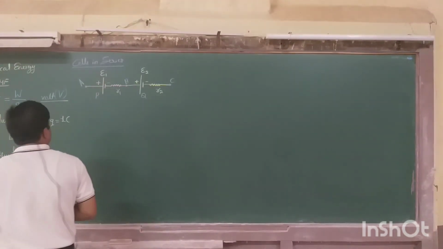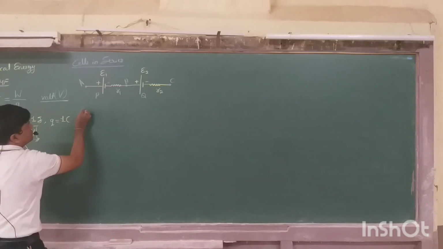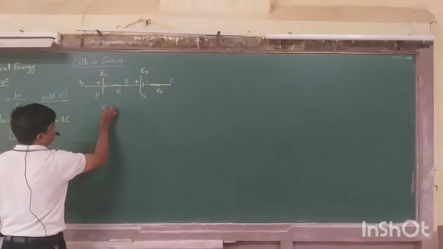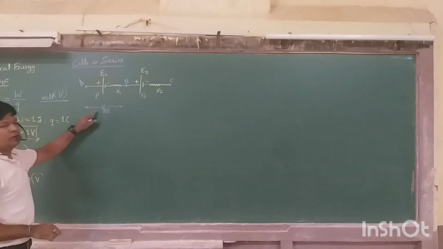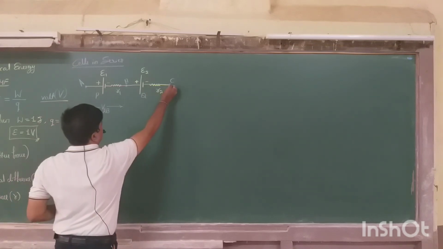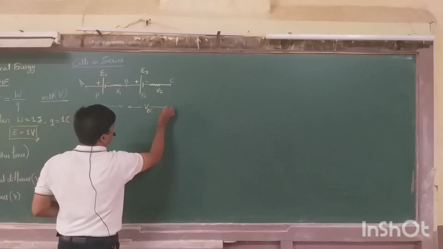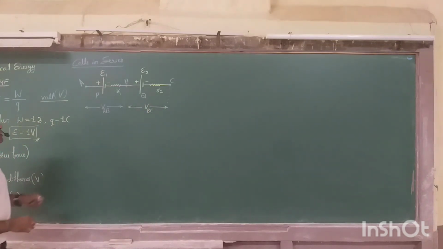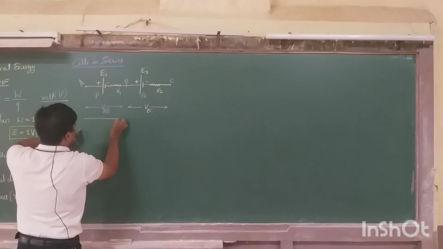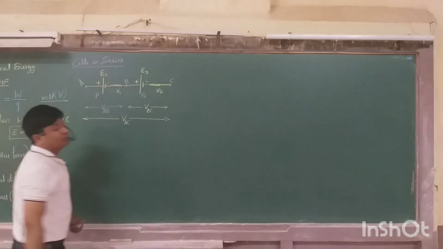Okay. Let's consider the three points A, B and C. Across the first cell, we can write the potential difference VAB, where VAB is the potential difference across the P cell, and VBC is the potential difference across the Q cell. So the potential difference across the points A and C, VAC, is the potential difference across the combination.